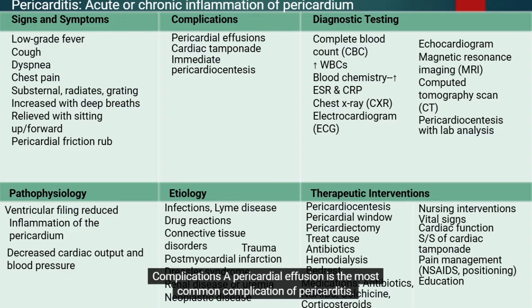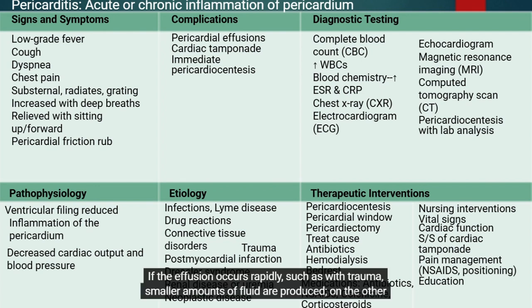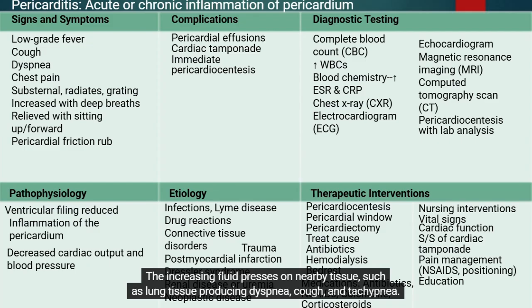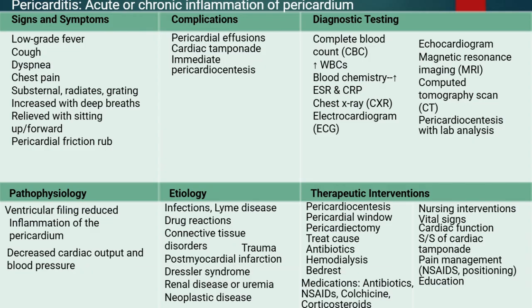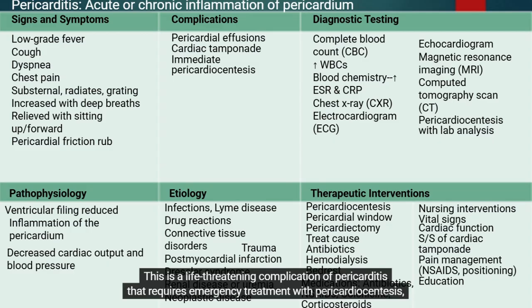Complications: pericardial effusion is the most common complication of pericarditis. If the effusion occurs rapidly, such as with trauma, smaller amounts of fluid are produced. On the other hand, effusions that develop slowly, such as in the case of pericarditis from tuberculosis, there are larger amounts of fluid. The increasing fluid presses on nearby tissue, such as lung tissue, producing dyspnea, cough, and tachypnea. The heartbeat sounds distant. As the fluid further accumulates, cardiac tamponade can occur.